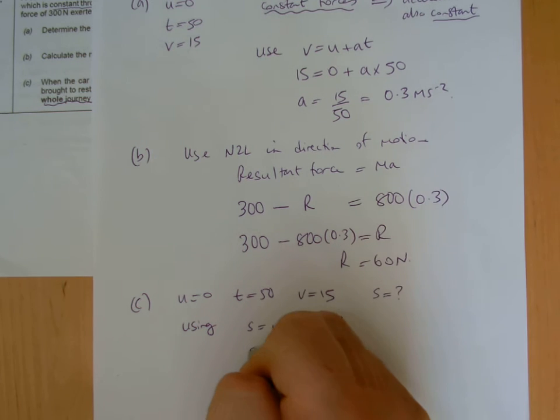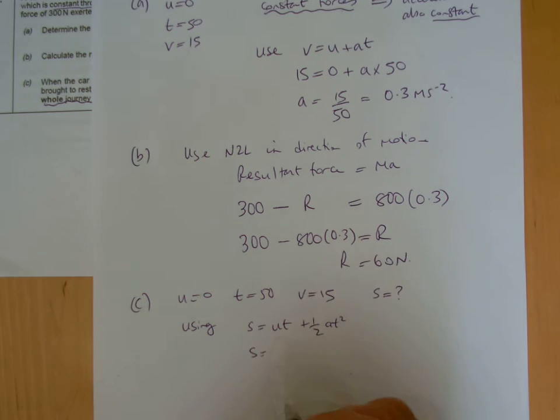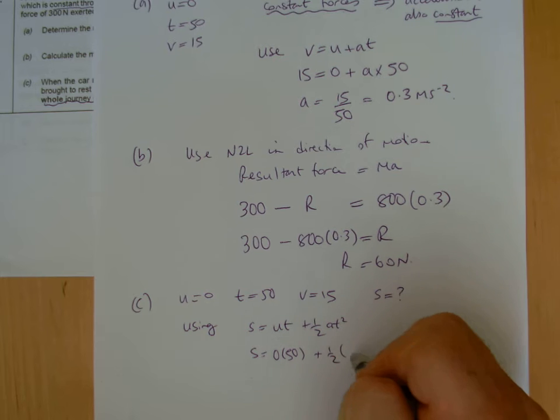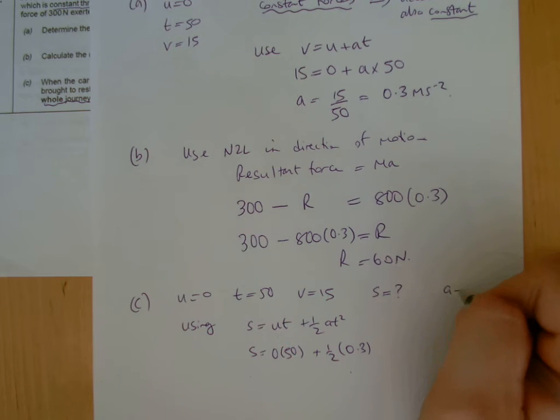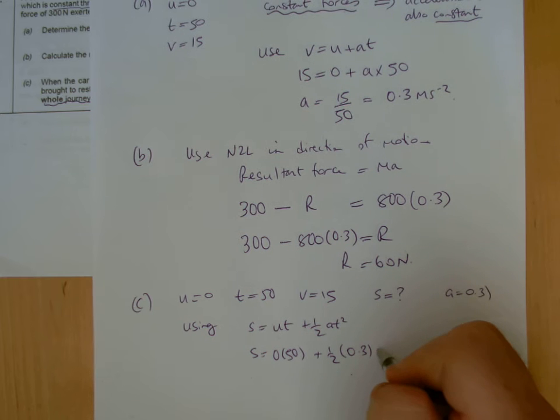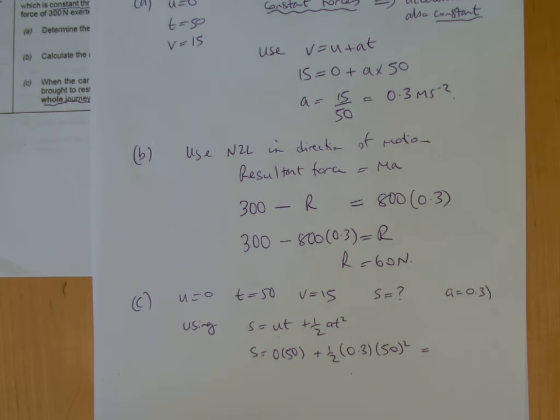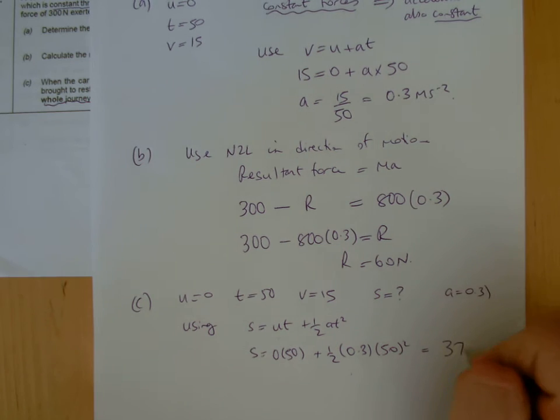So using then the equations of motion again, because remember it was all constant forces acting, we could use that one. So S will equal, well, U is 0, so that'll be 0 times 50 plus half times A, which remember was 0.3. Okay, so I've worked that out as well. Times then T, which is 50 squared. Just put that in, and I get out 375 meters.